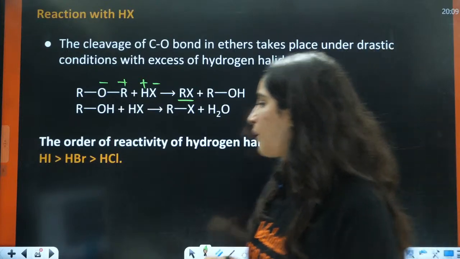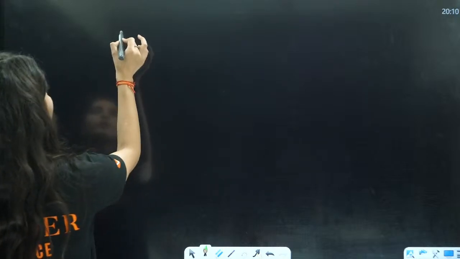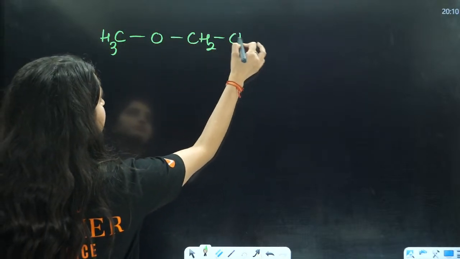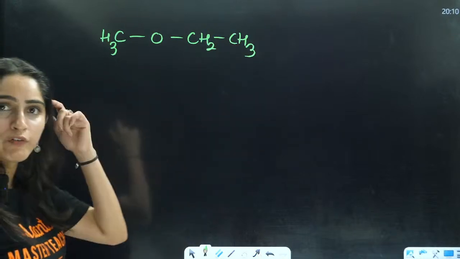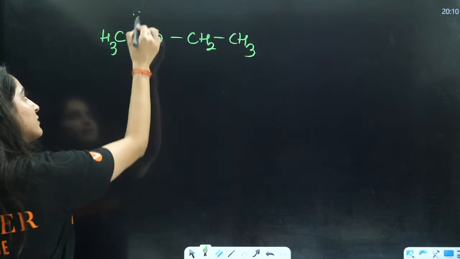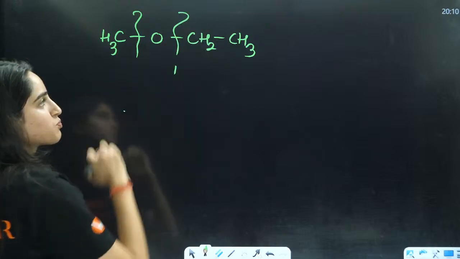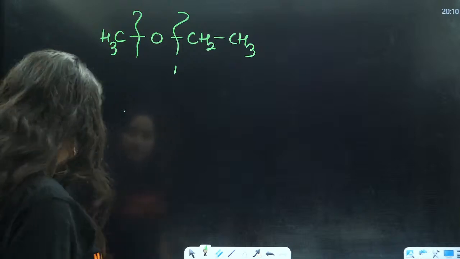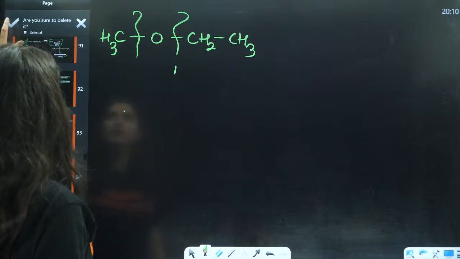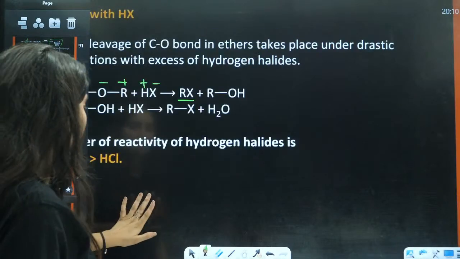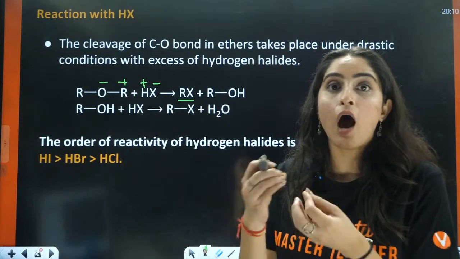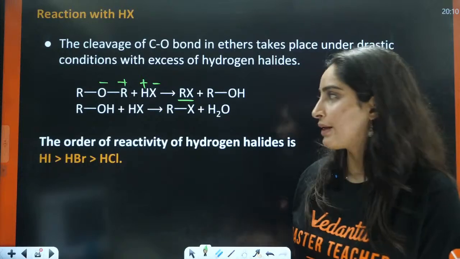But if I give you one condition, if I say you have an ether, this one. Now tell me what will be the answer. Should I break this bond? Should I break this bond? That means the problem is in the unsymmetrical ethers. Symmetrical ethers are easy only. And they will ask you from the problem, not from the easy one. They will ask you, if you have unsymmetrical ethers, how you will form alcohols from there, right?